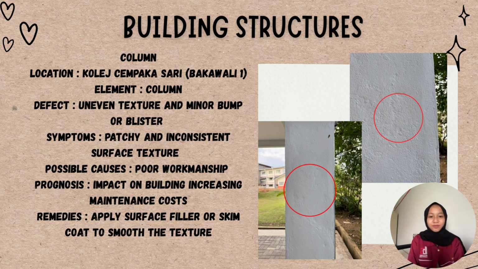The next element of building structures is column. The location is College Cempaka Sari, Bakawali 1. The element is column. The defect is uneven texture and a minor bump or blister. Symptom is patchy and inconsistent surface texture. Possible cause is poor workmanship. The prognosis is impact on the building and increasing maintenance costs. The remedy is to apply surface filler or skim coat to smooth the texture.